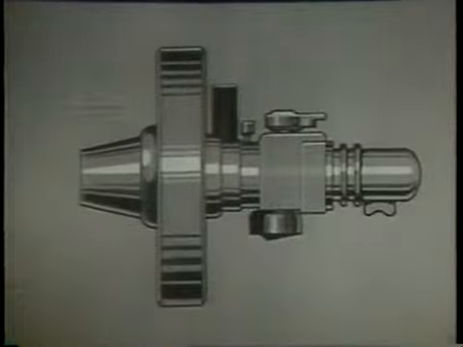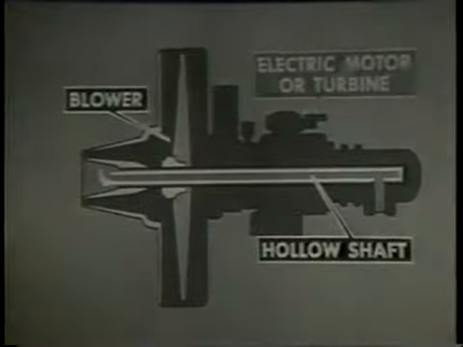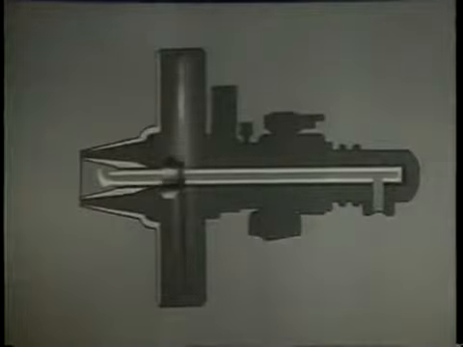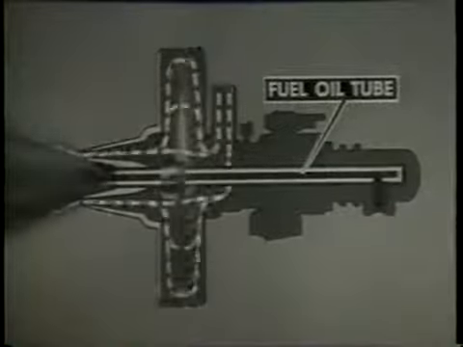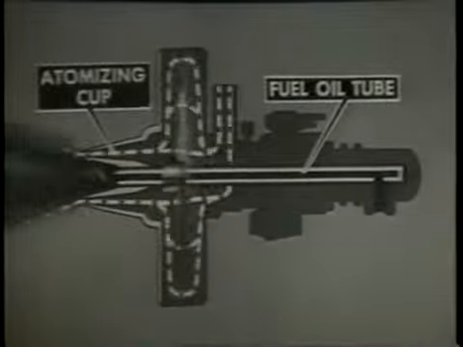In the rotary cup burner, a fan or blower is mounted on a hollow steel shaft. An electric motor or steam turbine turns the shaft and blower at high speed, providing a blast of air around the burner nozzle. The oil, under low pressure, enters through a stationary fuel oil tube inside the rotating hollow shaft and is discharged into the rotating atomizing cup. Centrifugal action forces the oil against the inner surface of the atomizing cup and causes the oil to leave the rim as a hollow cone.